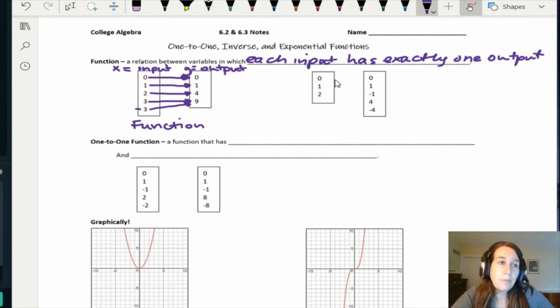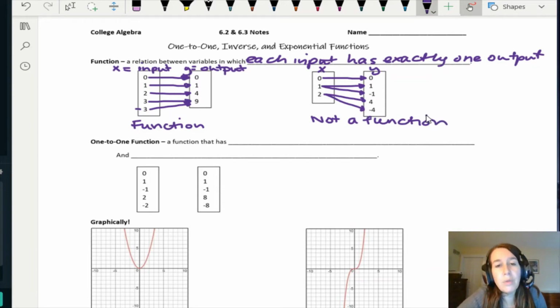Over here, this is our input and this is our output. When we put in 0, we get 0. When we put in 1, we get 1. And when we put in 1 again, this time we get -1. When we put in 2, we get 4 or -4. So there are two outputs for some of these inputs. In other words, each input does not have exactly one output. So this is not a function.